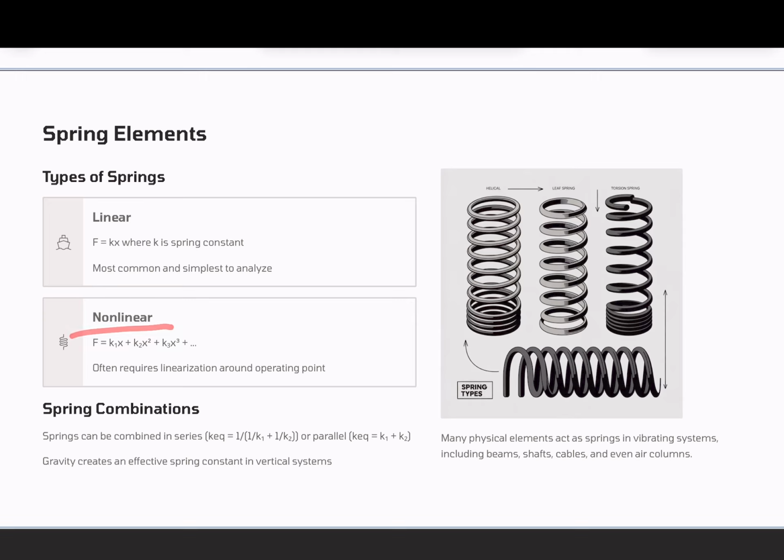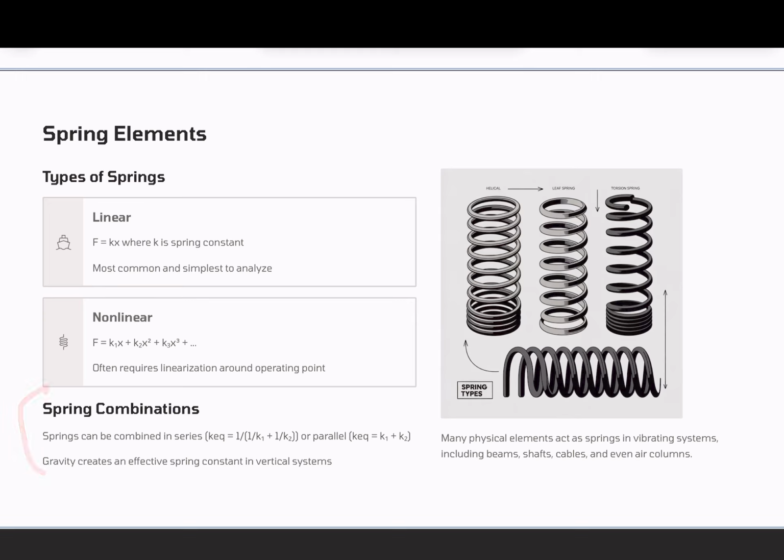Non-linear: in real life, many springs behave in a non-linear way. The force can include higher order terms, like in this equation. So these cases are more complex and often require special techniques or linearization around an operating point to analyze them.